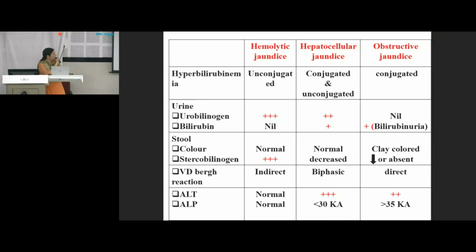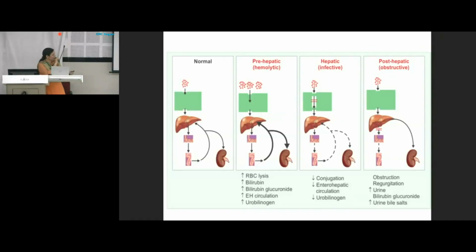Now you can see here, hemolytic or prehepatic jaundice, due to excessive hemolysis. Then hepatic jaundice, if there is any defect in the liver or if the patient suffers from viral hepatitis or toxins, when the patients are exposed to various toxins, drugs, and post-hepatic is also called obstructive jaundice.